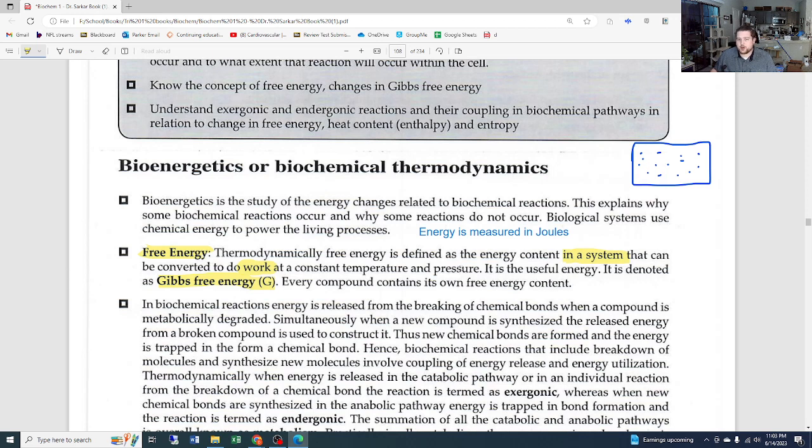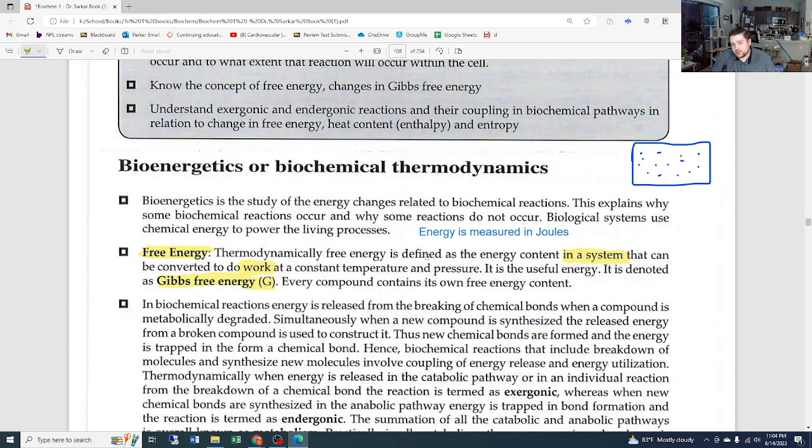And then constant temperature and pressure: we're always assuming that we're at a constant temperature and pressure. The typical pressure is 1 atmosphere, or about 760 millimeters of mercury, but we'll get into more of that later on. Okay, it is the useful energy. It is denoted as Gibbs free energy.